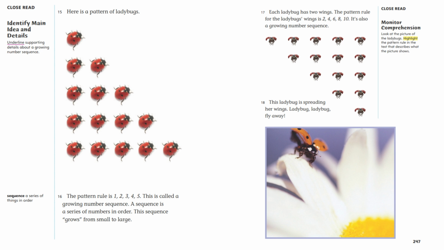Each ladybug has 2 wings. The pattern rule for the ladybug's wings is 2, 4, 6, 8, 10. It's also a growing number sequence. This ladybug is spreading her wings. Ladybug, ladybug, fly away!